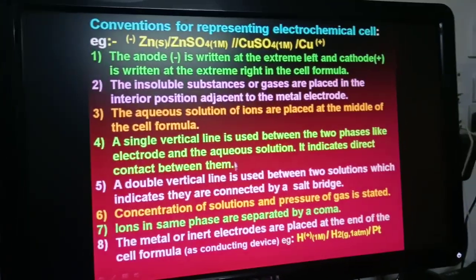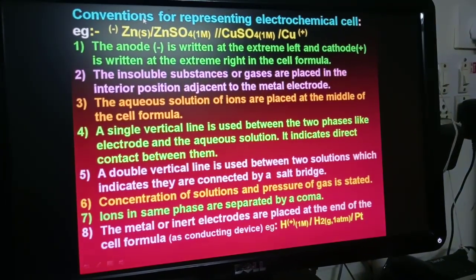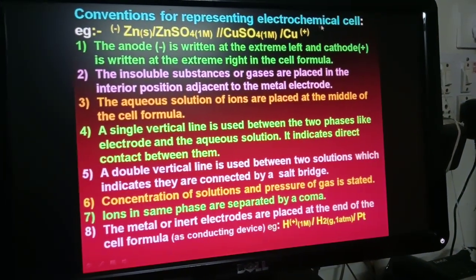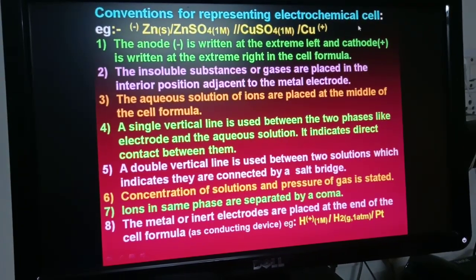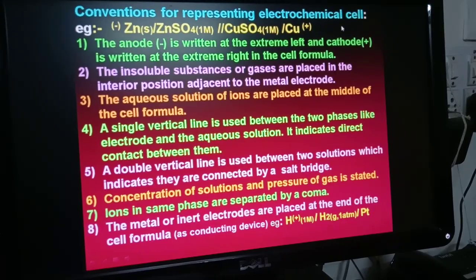Next, we shift to conventions for representing electrochemical cell. This point is very important from the board exam point of view.